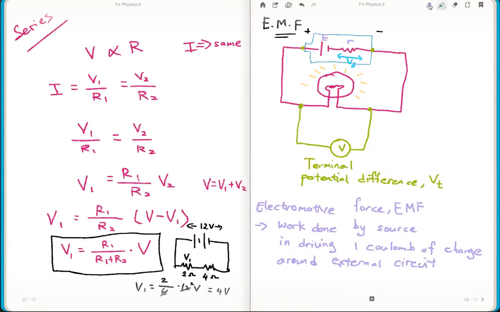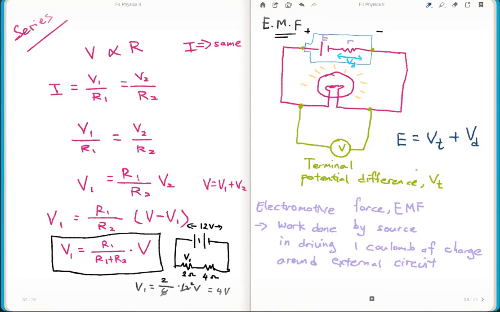They are actually in a series configuration. How is that so? Because E, electromotive force, EMF, is actually the terminal potential difference, V_T, plus your voltage drop.